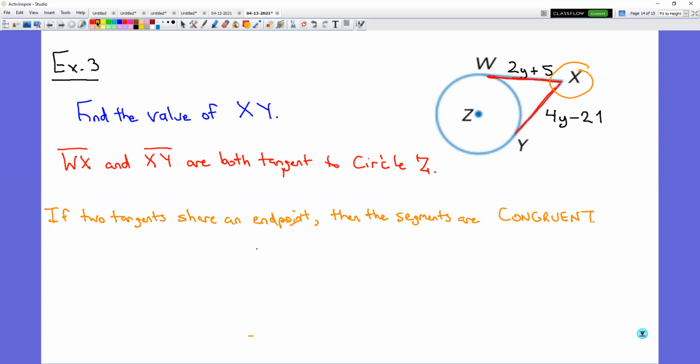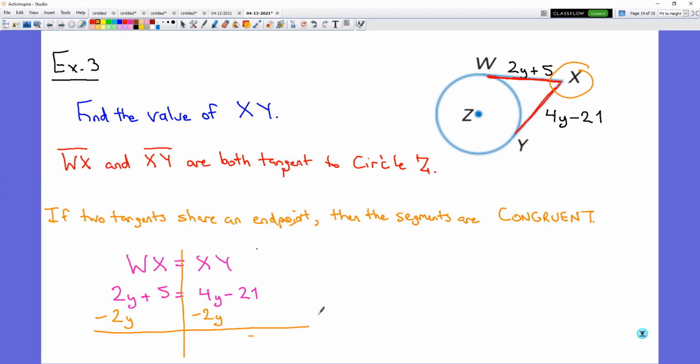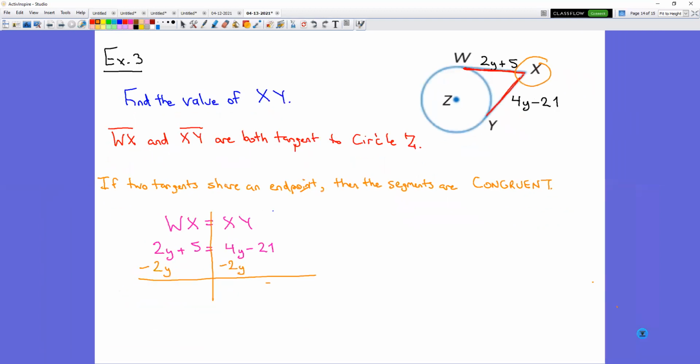So now all we have to do is set up our equation, which in this case is wx equals xy. Now we're just going to solve the problem. We replace wx with 2y plus 5 and xy with 4y minus 21, and solve for the lowercase y. I want to move the 2y on each side, so this cancels out. I'm going to have 5 equals 4y minus 2y, which is 2y, and then bring down minus 21.